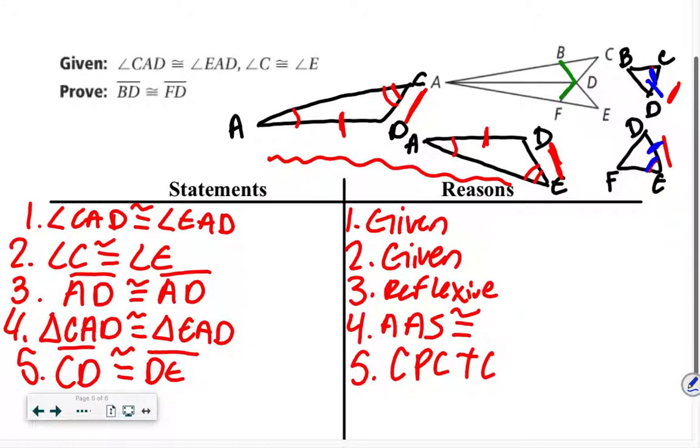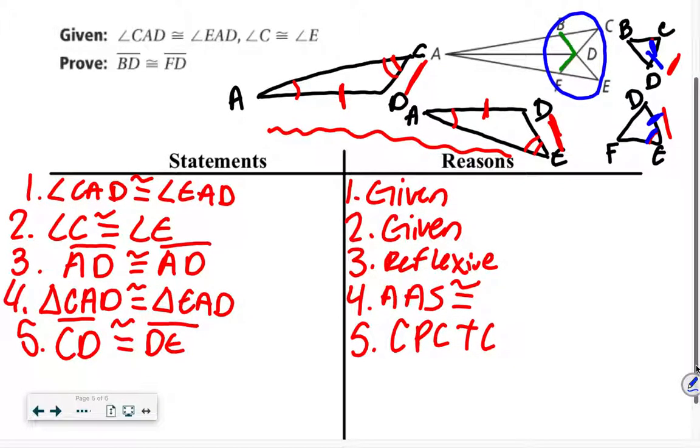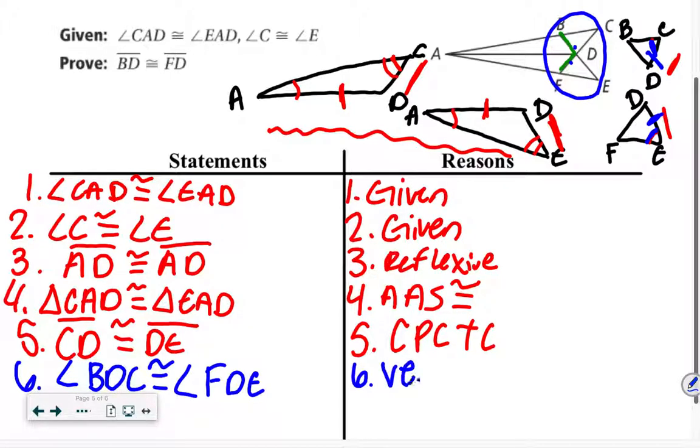Look at the big picture here. What else do we know? What about D? It's not a midpoint. What about our angles? They're vertical angles, yeah. If they're vertical, they're congruent. Aren't these two angles vertical? So we say angle BDC is congruent to angle FDE, because why? Vertical angles.